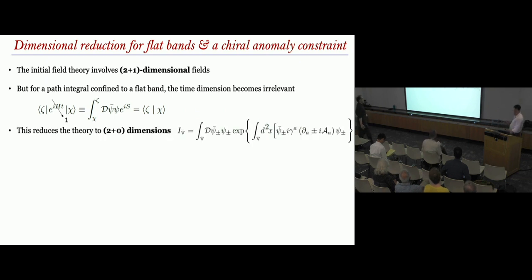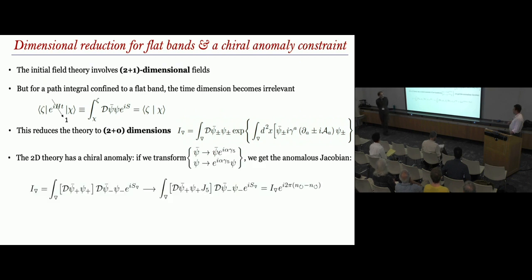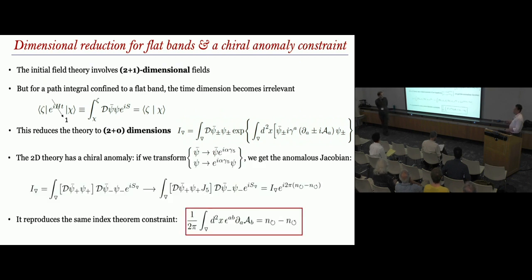And then you get a theory which is now a 2 plus 0 dimensional theory, which is anomalous. It has a chiral anomaly, which is actually a constraint on the field. So if you can't satisfy this constraint, you just don't have a flat band. It's essentially a self-consistency constraint on having a flat band in this or actually any other model, which is in fact equivalent to this index theorem that I was describing before.